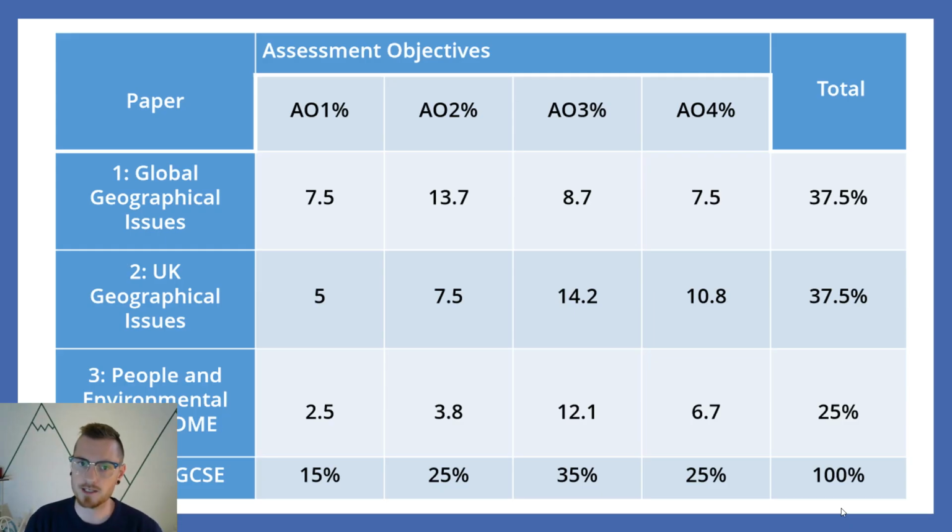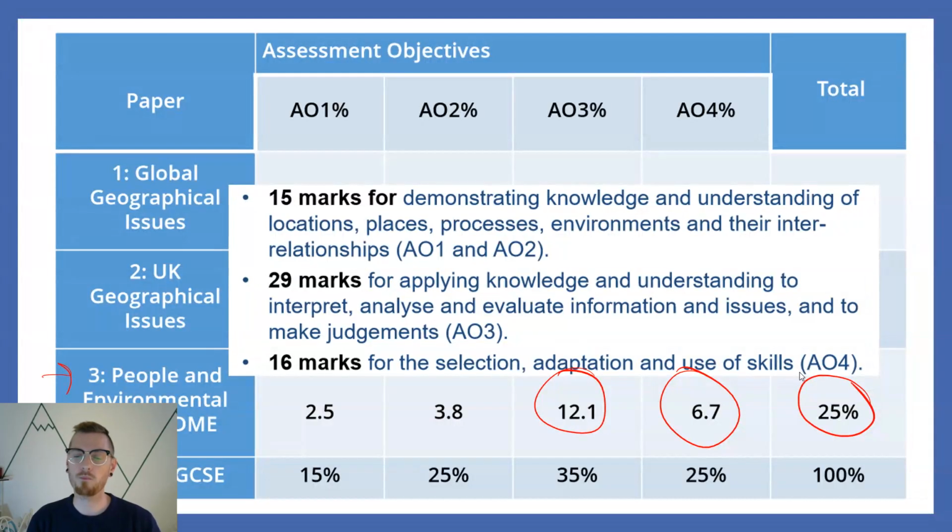Okay, again onto the assessment objectives then. We are looking at Paper 3, and just like I've said, we are largely looking at AO3 and AO4, and you can see the percentage spread here is 12.1%, slightly less than Paper 2 on AO3. That's the application of your understanding and knowledge. And then your skills is worth 6.7%, slightly less than Paper 2. But remember, that is only out of 25% on this paper. Therefore, just like I've been saying, this paper is largely looking at AO3.